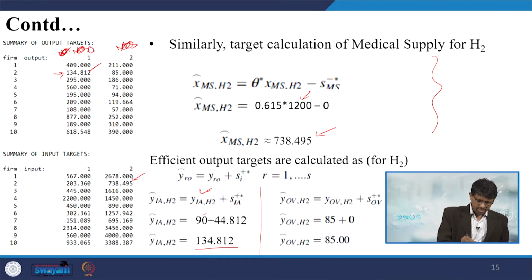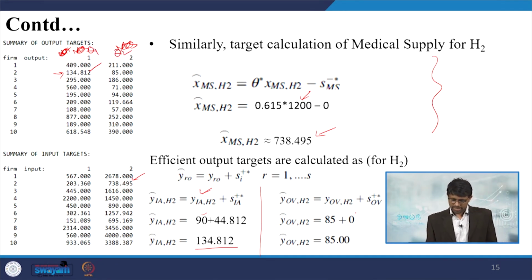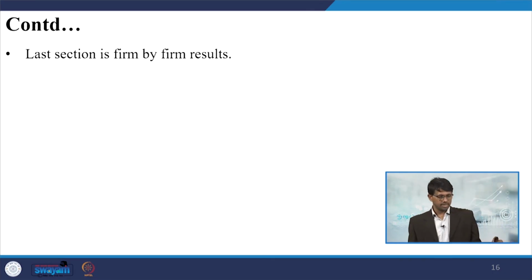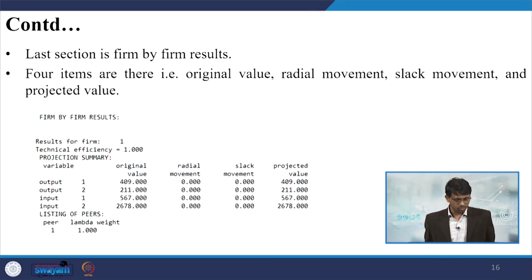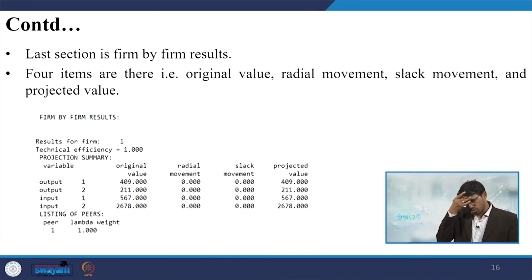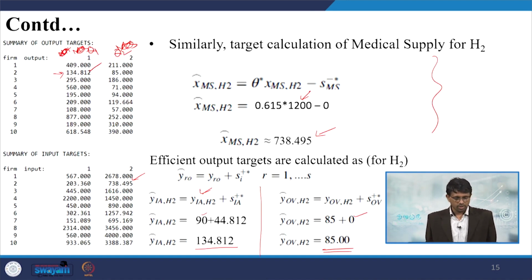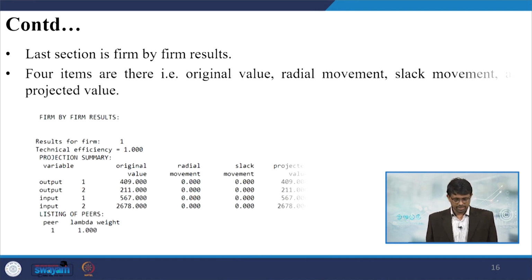And in the second case, the second output, this is basically Q1 and this is Q2, which I have just shown you. In that case, in the second output its slack was 0, hence it is the same. So, that is the target based efficiency scores we explained. Four items are there. The last one is the firm-by-firm explanation of the result. It gives four items.